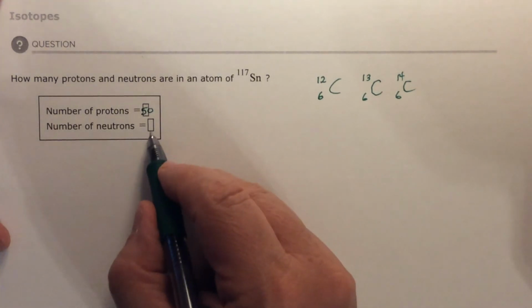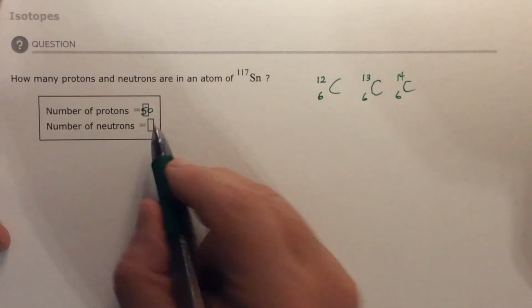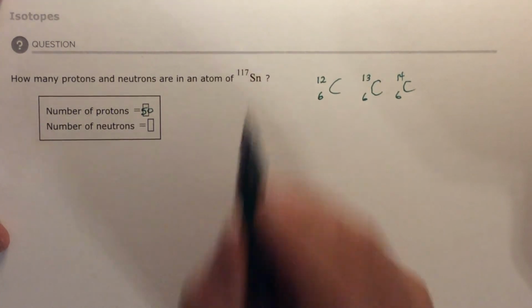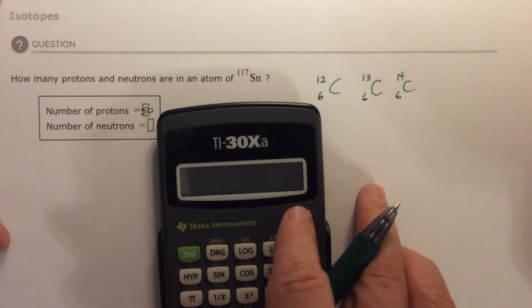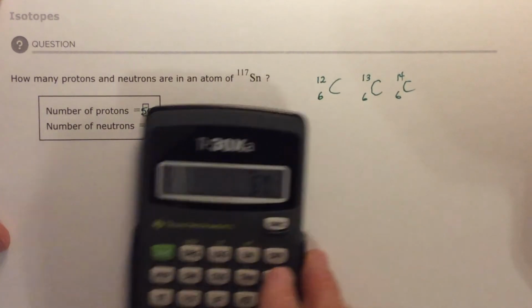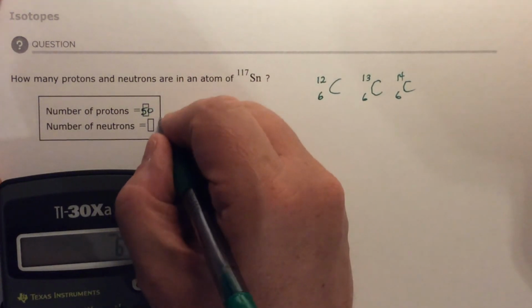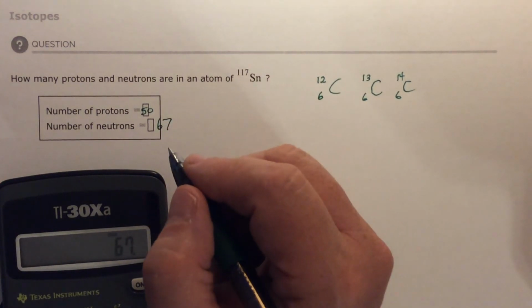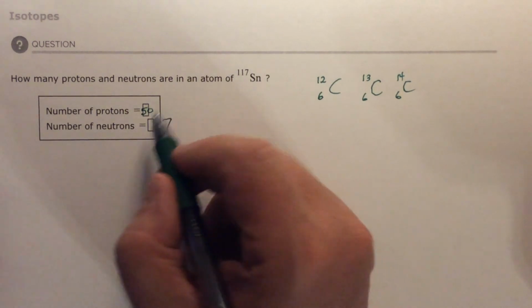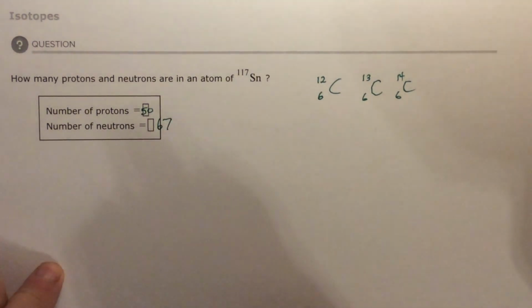Well, how do I find neutrons? This number, 117, is the sum of protons plus neutrons. So I'm simply going to take 117 and subtract the number of protons, which is your atomic number, and the remainder, 67, is going to be the number of neutrons. So you would put 50 in for protons, 67 in for neutrons.